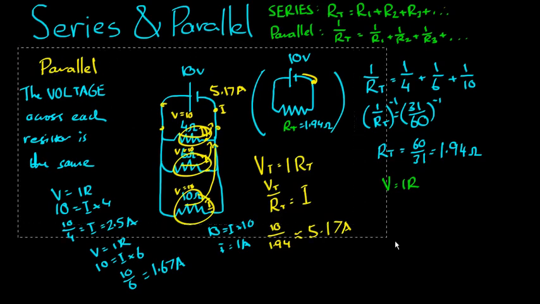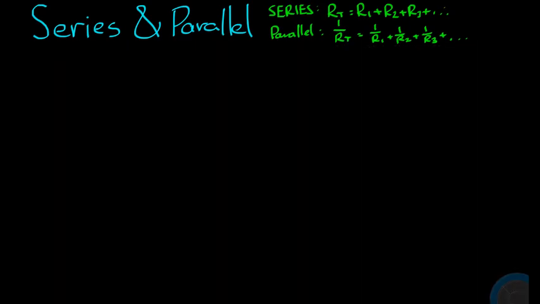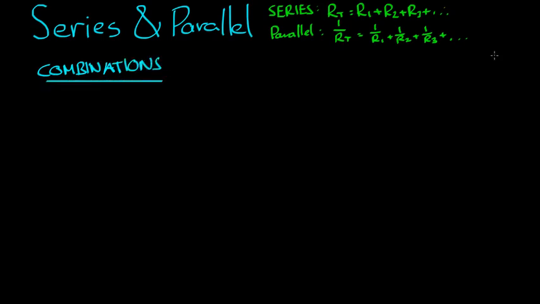So now we've looked at parallel and series in isolation. Let's look at combinations. I'll pop in V equals IR and VT equals IRT. So combinations. Circuits that have both series and parallel elements. Let's draw one.